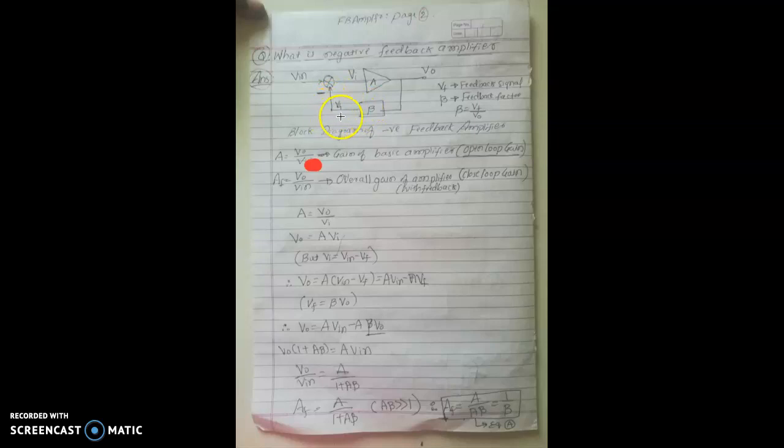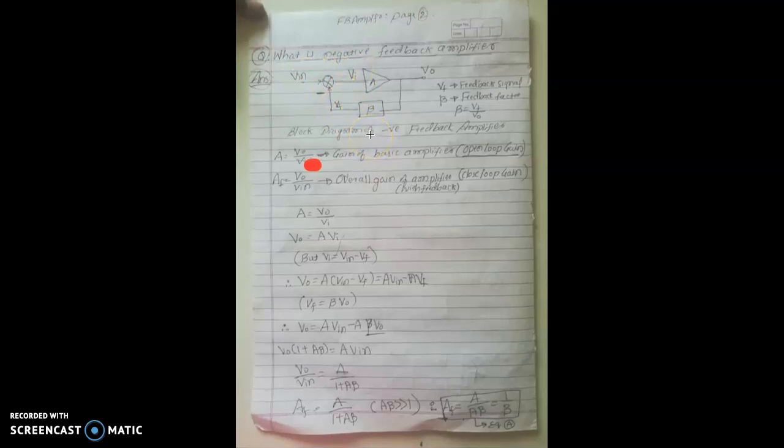When the feedback voltage Vf is fed back, if it is in phase with V in, we call it positive feedback, then the effective final input voltage is V in plus Vf. But if Vf is out of phase with V in, then we call it negative feedback. In that case, the final effective input voltage to the amplifier is the subtraction of V in and Vf. Vi is equal to V in minus Vf.